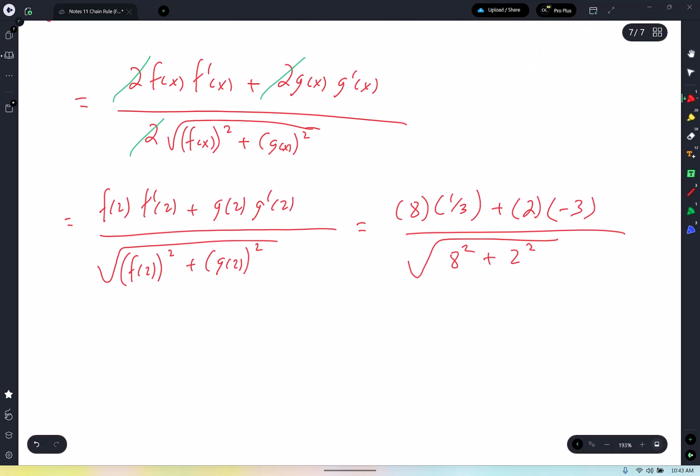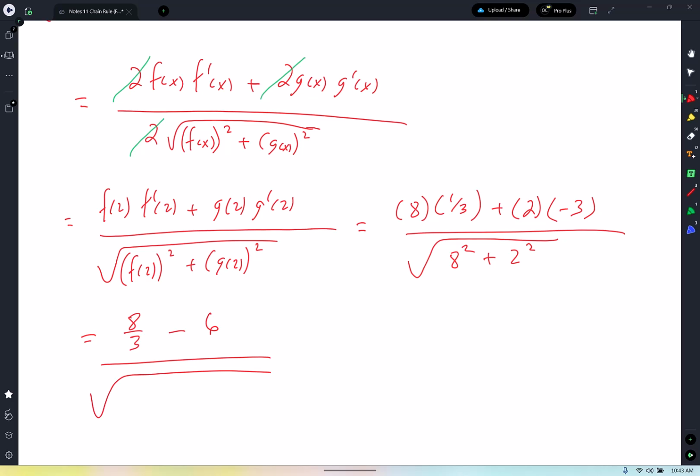All right, let's see what that is, guys. Now we're done with calculus. We're just doing arithmetic now. 8/3 minus 6 over 64 plus 4. So 6 times 3, 6, 12, 18. 8/3 minus 18 over 3 over square root of 68. So negative 10 over 3 over square root of 68. Does the square root of 68 simplify, guys?